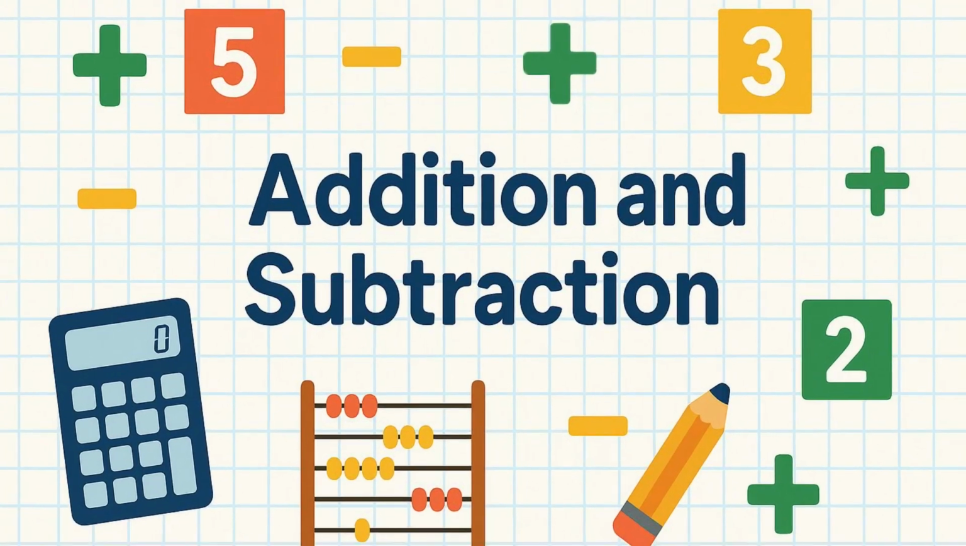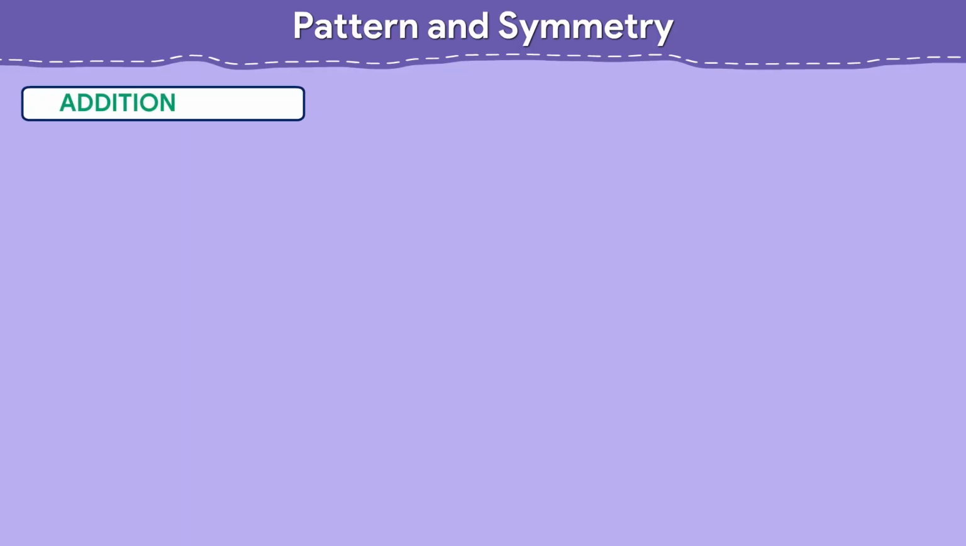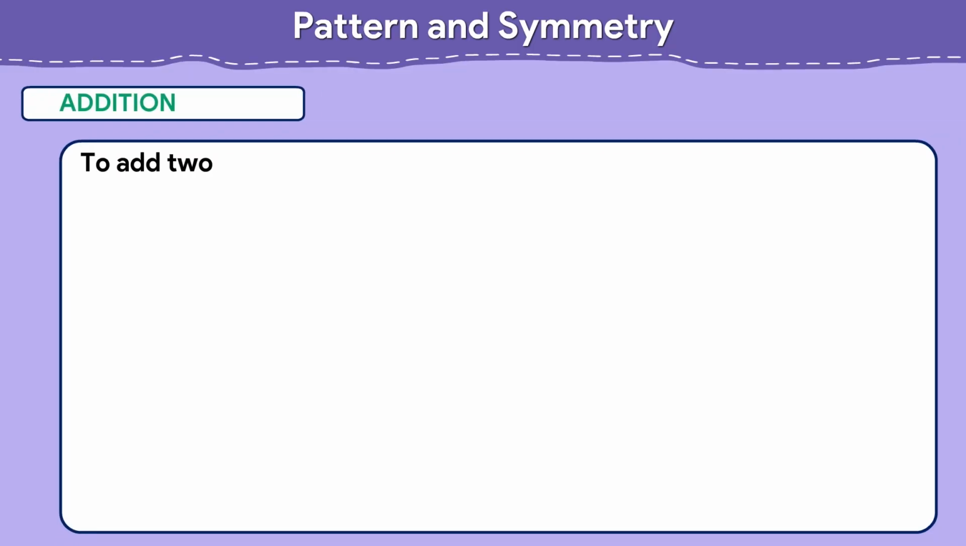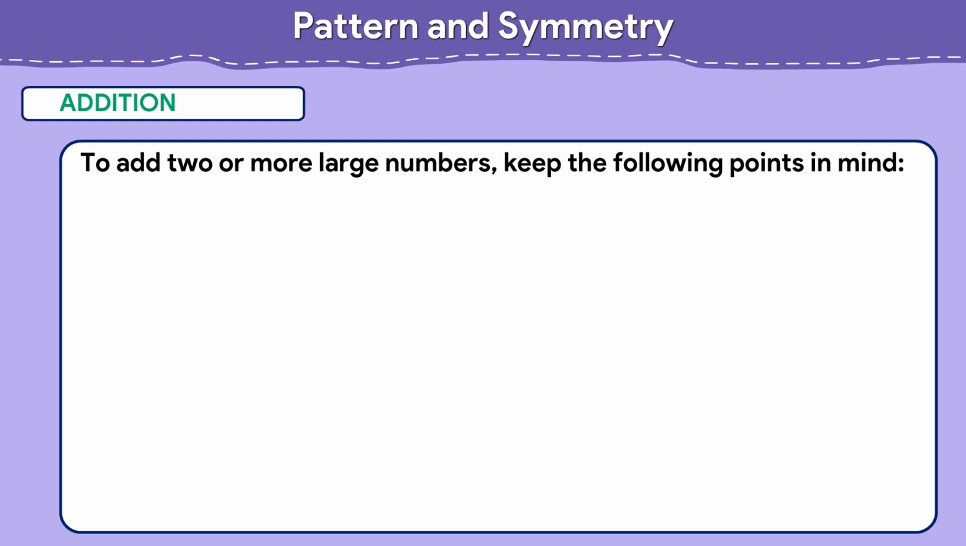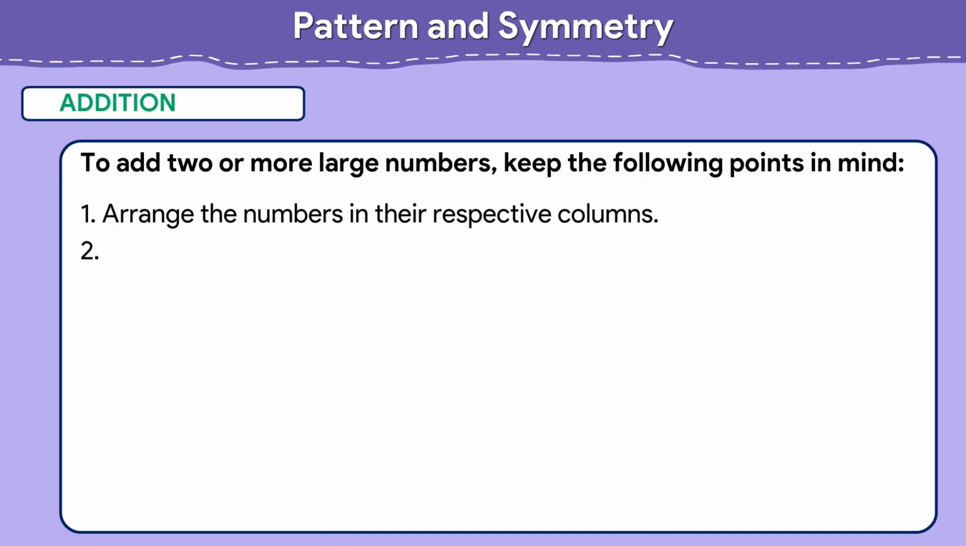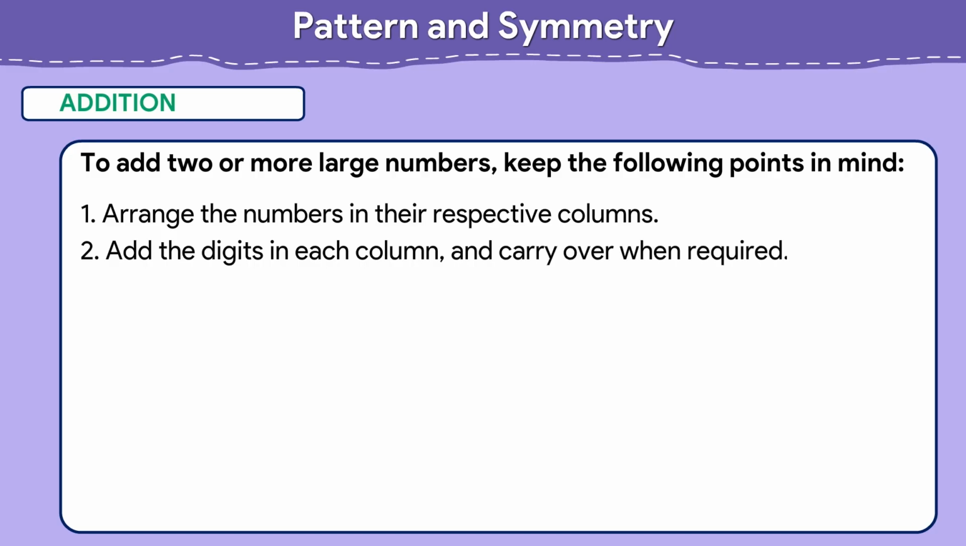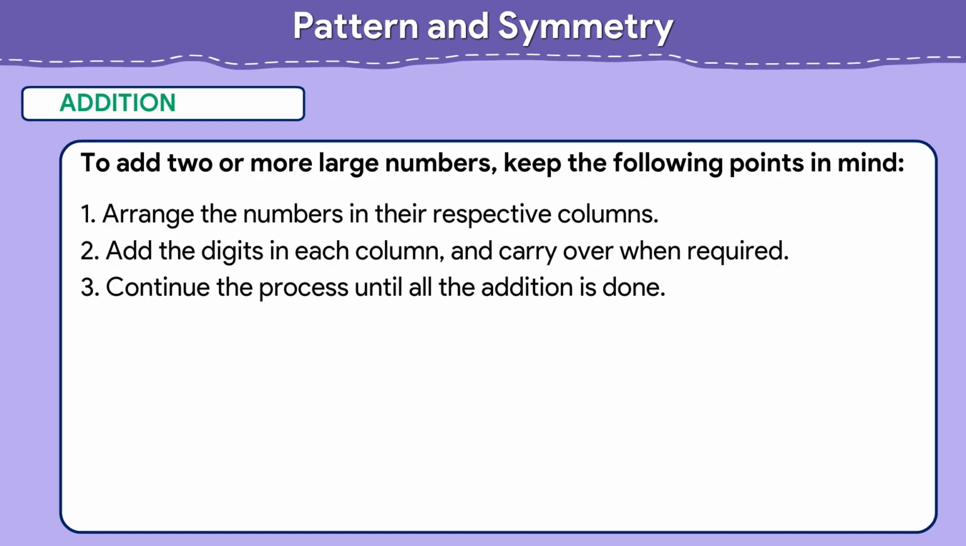Addition and subtraction. Addition. To add two or more large numbers, keep the following points in mind. 1. Arrange the numbers in their respective columns. 2. Add the digits in each column and carry over when required. 3. Continue the process until all the addition is done.